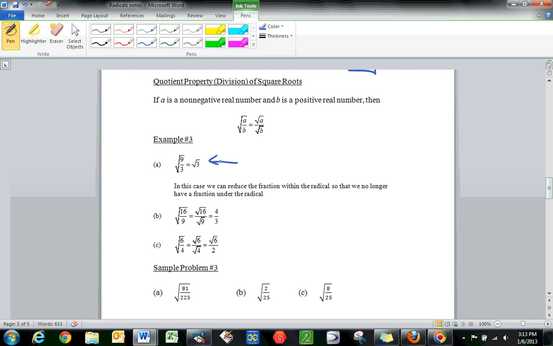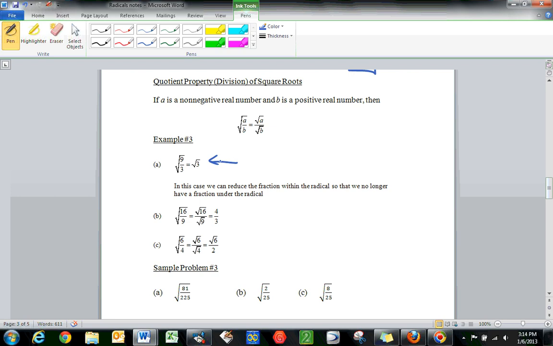That is in simplest radical form. However, if we look at B and C, in part B, we do have to use the quotient property and break it up, and then we're fortunate enough that each of the individual parts are perfect squares, which creates a fraction with no radicals.